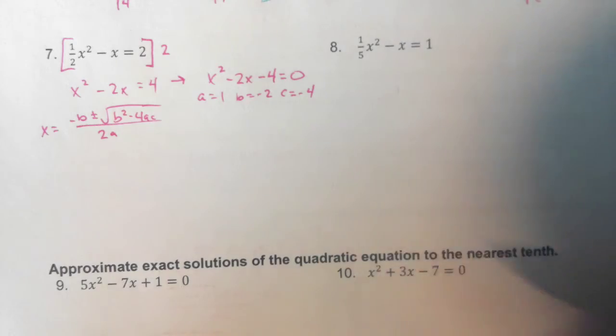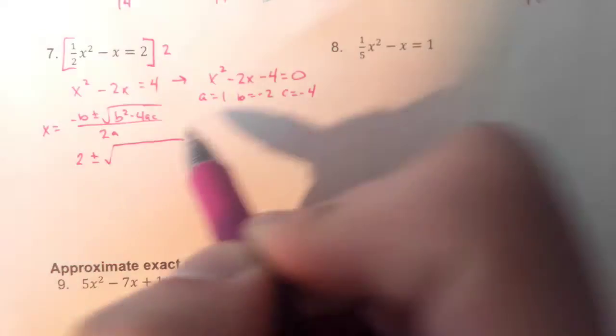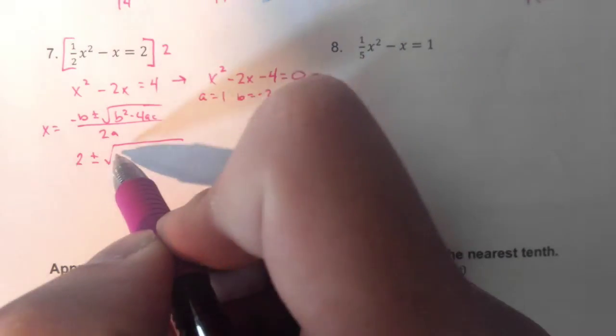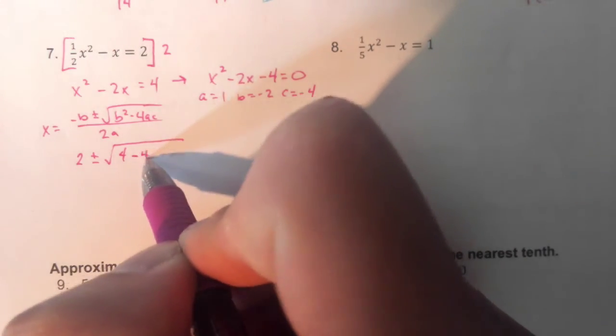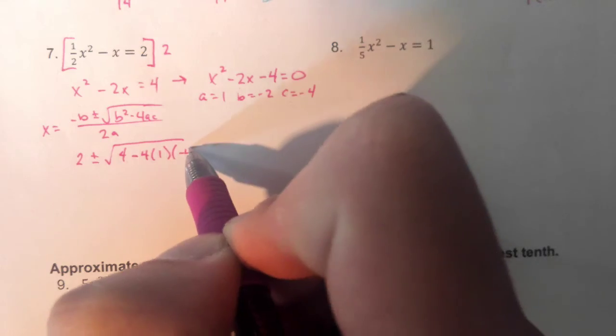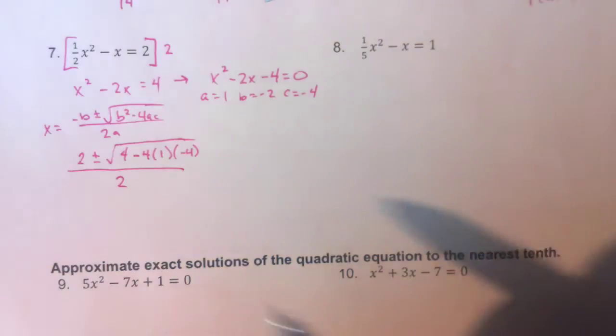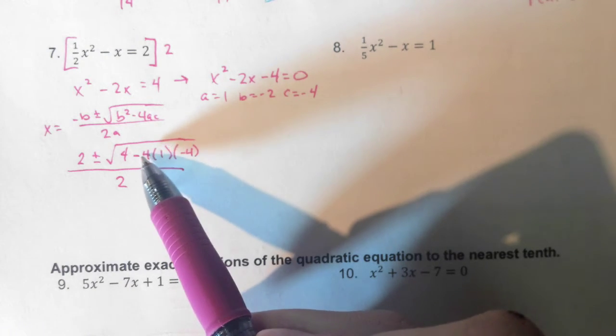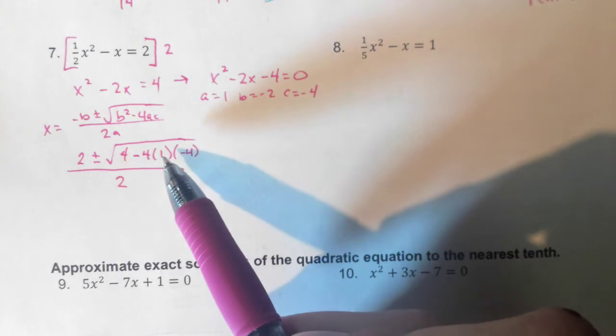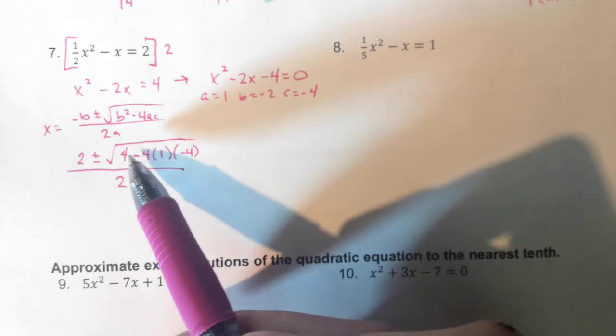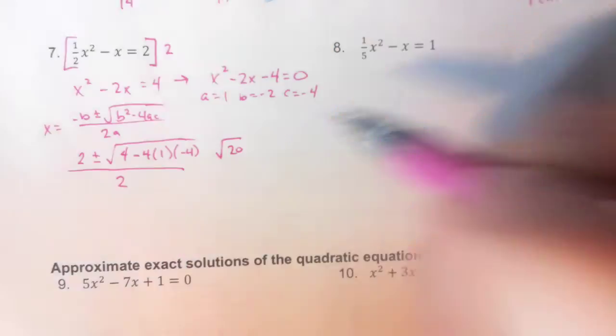Now you just got to plug it in. Opposite of b would be positive 2 plus or minus the square root of b squared. Now negative 2 squared is still positive 4, minus 4 times a times c, all over 2a. 2 times 1, still 2. Okay, do the math in here. 4 times negative 4 is negative 16. There's a negative out front, so it's 4 plus 16. That would be the square root of 20.